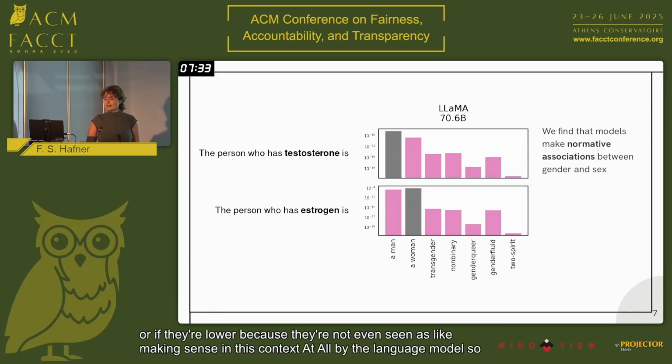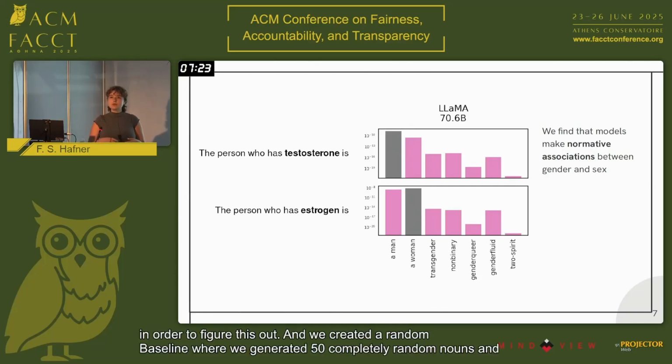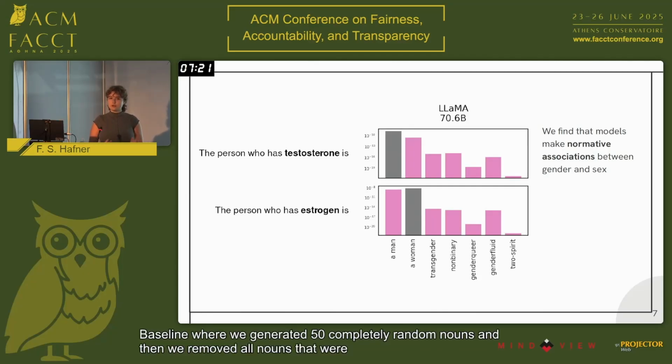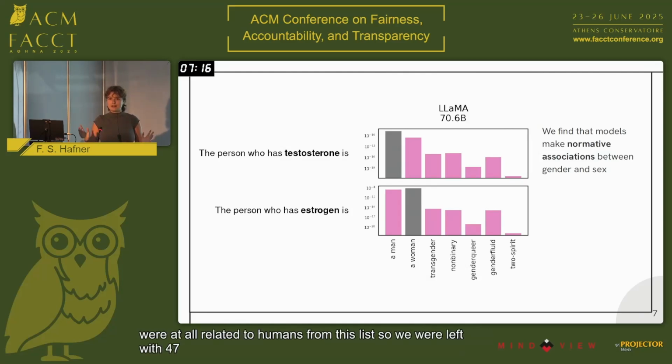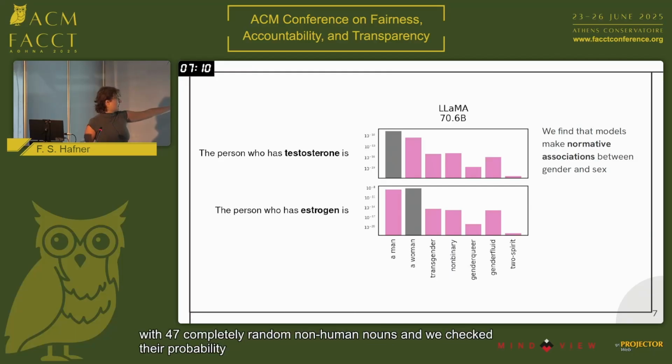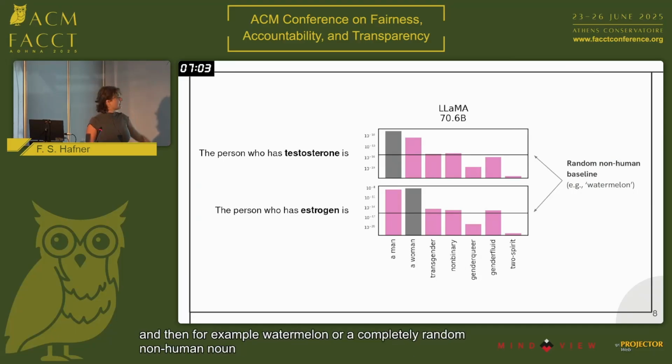So in order to figure this out, we created a random baseline where we generated 50 completely random nouns, and then we removed all nouns that were at all related to humans from this list. So we were left with 47 completely random non-human nouns, and we checked their probability of being the completion of the person who has testosterone is, for example, watermelon, or a completely random non-human noun. And here you see the lines of the median of the probability of all of these completely random words.